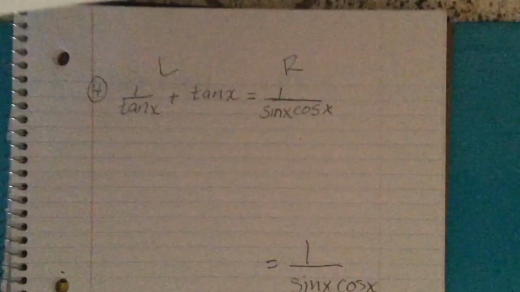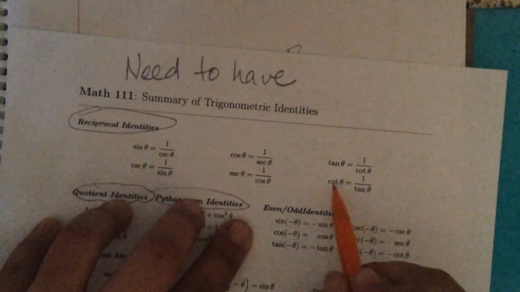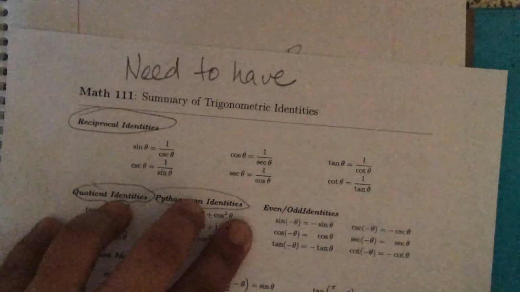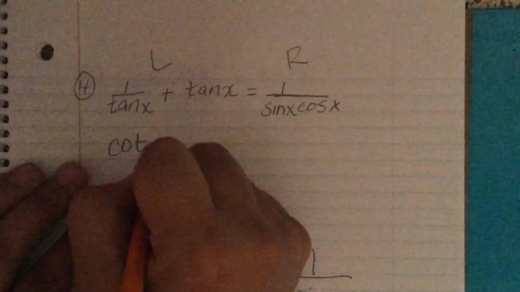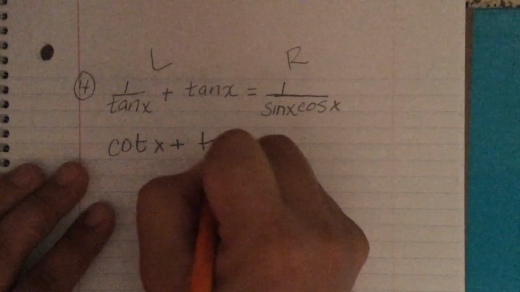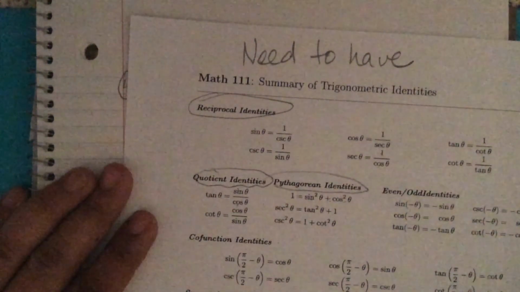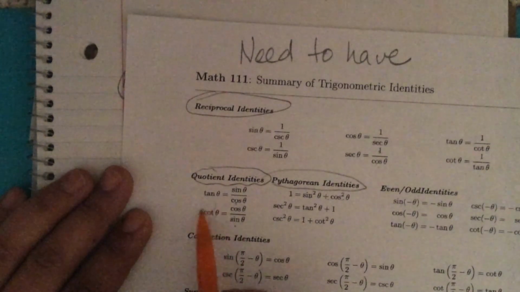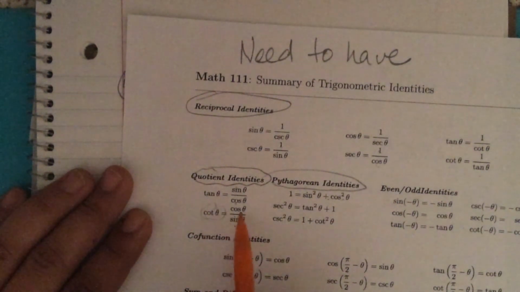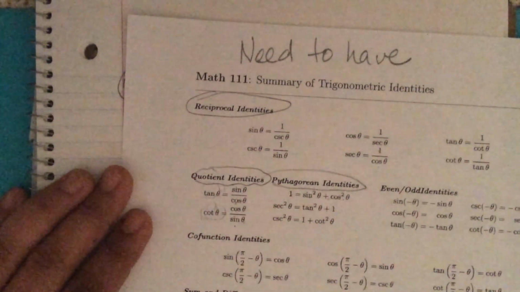So we're going to do 1 over the tangent of x. If you do 1 over the tangent of x, that's going to be the cotangent. So over here, we're going to replace that with the cotangent of x plus the tangent of x. Then the cotangent right here is the cosine over the sine. So I'm going to replace the cotangent with the cosine over the sine, and I'm going to replace the tangent with the sine over the cosine.